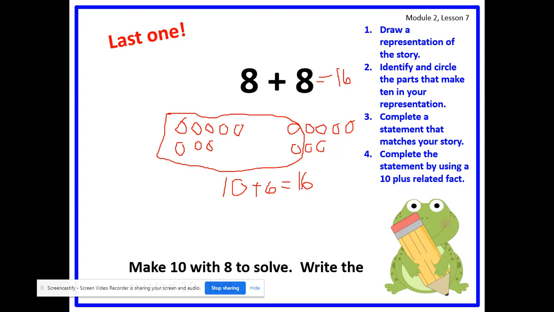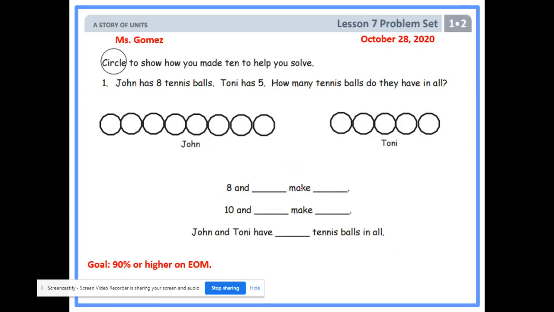Now you can go ahead and erase your whiteboards or put them away, and put away your paper and your pencil that you were practicing on. Go ahead and take out your Lesson 7 problem set. Open it up to Lesson 7. Go ahead and write your heading, your name, today's date, October 28, 2020, and your goal, 90% or higher on end of module. Press pause at this point so that you can get that ready and press play when you're ready.